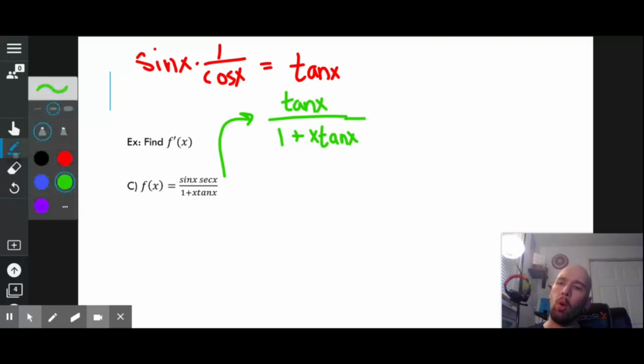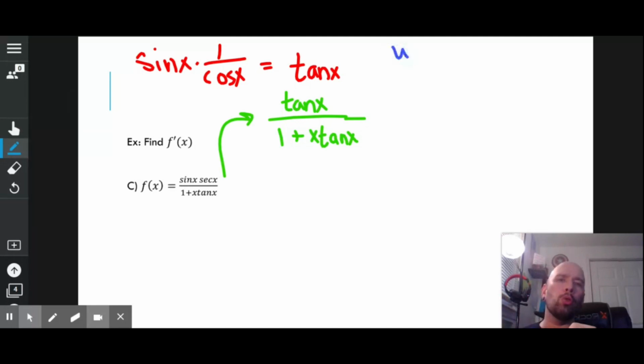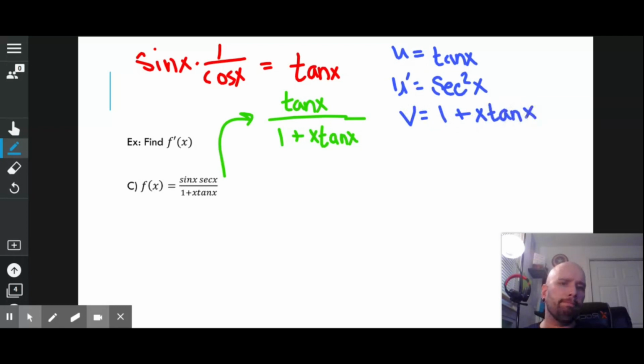All right, so I have quotient rule, and while I do quotient rule, I'm going to have to do product rule. I'm going to have to do both. So, quotient rule, u is tangent x, u prime is the derivative of tangent, secant squared x, v is 1 plus x tangent x, v prime is going to be 0 plus, and I'm going to have product rule. I'm going to do this in my head. You ready? u prime v plus v prime u.